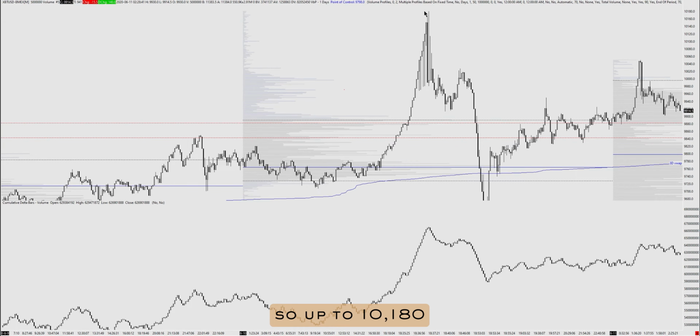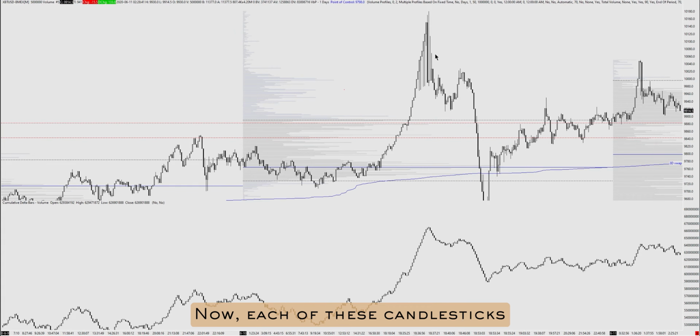So up to 10,180. In this case, we're looking at 9,800. Yes, so that is $200, and we have 1, 2, 3, 4, 5, 6, 7, 8, 9, 10, 11, 12, 13, 14, about 14 candlesticks, if we just consider right through the break right here.